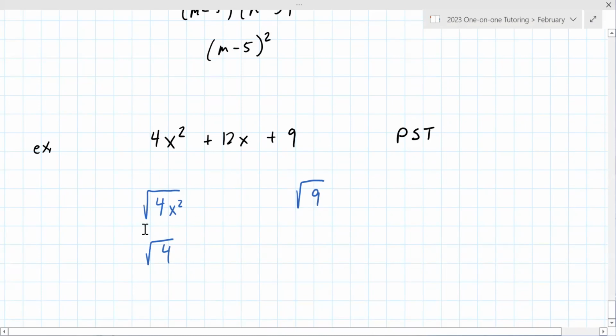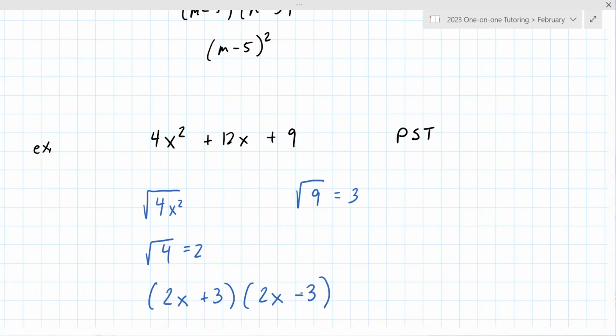We haven't really talked about the square root of 4x squared, but just think of it as the square root of 4, which is 2, and the square root of 9, which is 3. So let me write your answers here: 2x plus 3, 2x minus 3. I'm sorry, 2x plus 3. I'm sorry, I really miswrote that. I was thinking something else. 2x plus 3 times 2x plus 3.